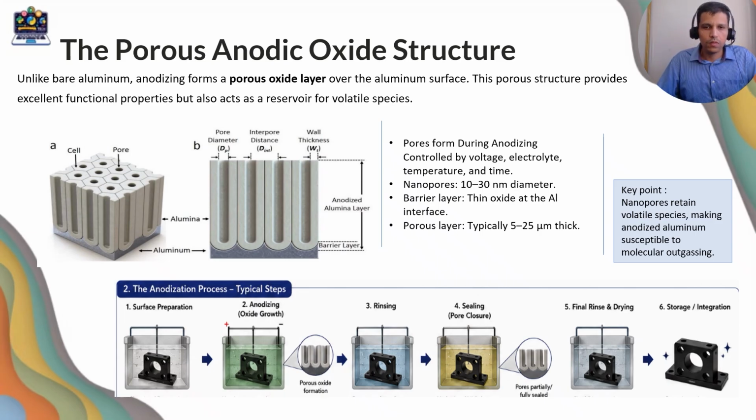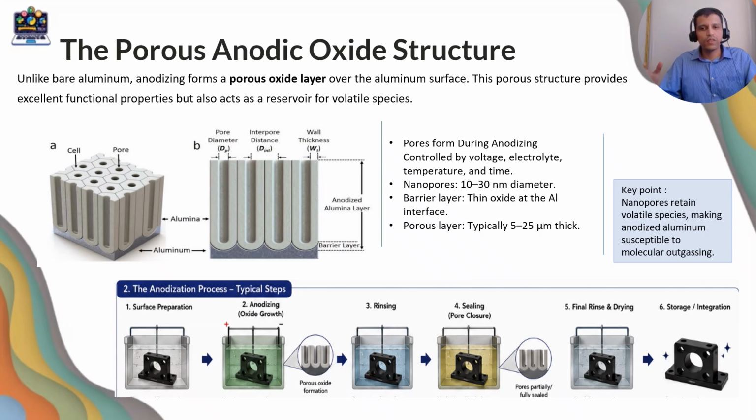So how is this porous oxide generated? In the anodizing process, which is shown at the bottom of the slide, it starts with surface preparation and then goes to anodization. During anodization, there are many factors affecting the porous oxide build: the temperature, the electrolyte, the voltage, and the time duration of the anodization all determine the quality of the porous oxide layer, or how good it is. Then once the oxide growth is done, it goes to rinsing.